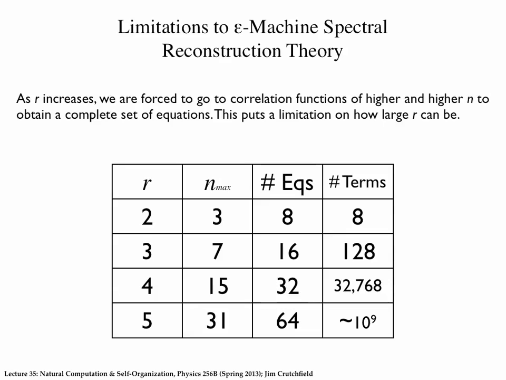Let's do a couple of examples, some of the examples that we've looked at, and I'll show you what you do when you do what we call epsilon machine spectral reconstruction. We call it EMISSARY.